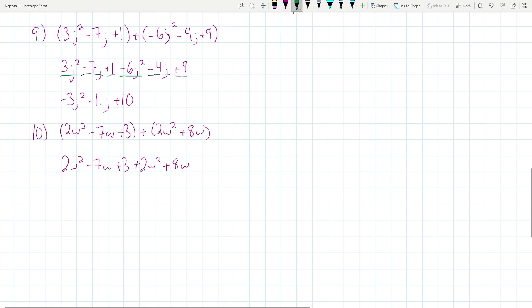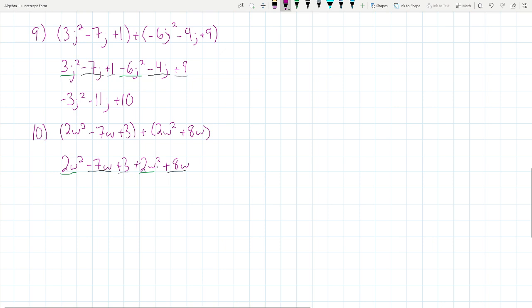All right, going to look for those similar terms. 2w squared, cool. Negative 7w, positive 8w, cool. 3, and there's nothing else that doesn't have a w with it. If you kind of need something to imagine, you could say, oh yeah, there's a plus 0 over here, but that's not really necessary, and you'll see why here in a second.